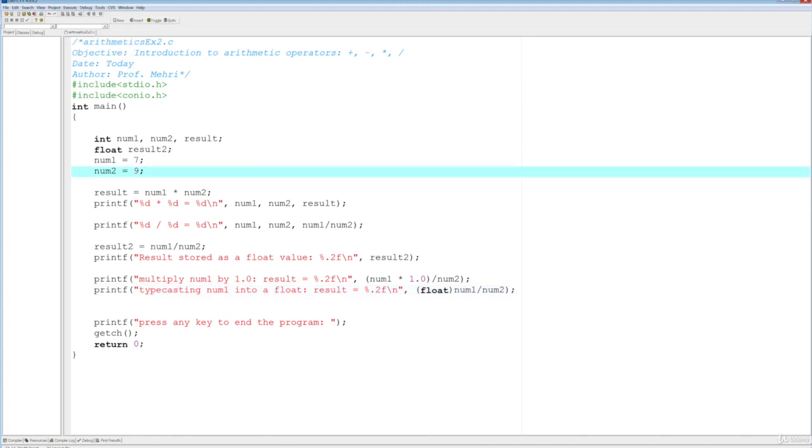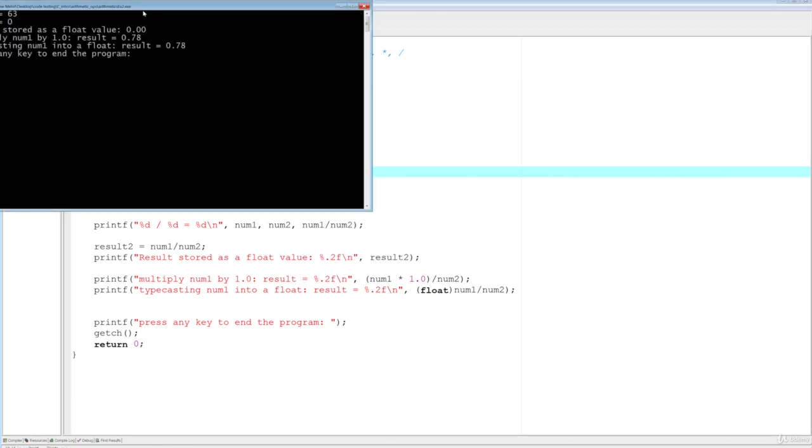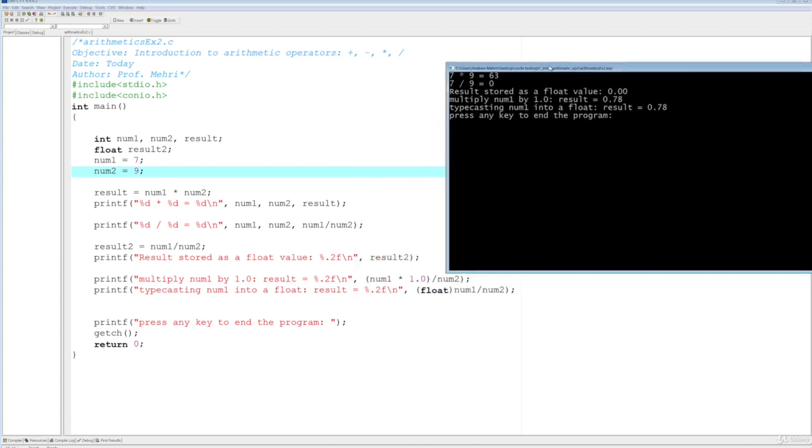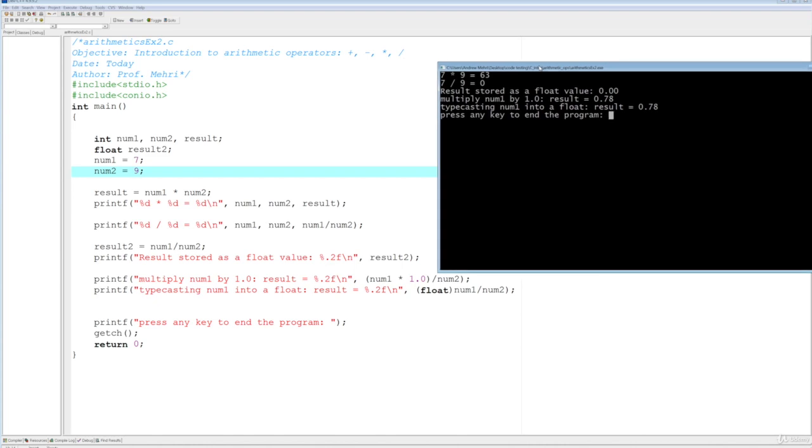I think I still have the display of my previous result. Let's go ahead, compile and run. And there you have it. So now we get 0.78 obtained by multiplying num1 by 1.0. And we also got 0.78 by typecasting num1 into a float. So these are two good valid techniques for division in case you have two integers in the numerator and the denominator. Now, is it always a bad thing?